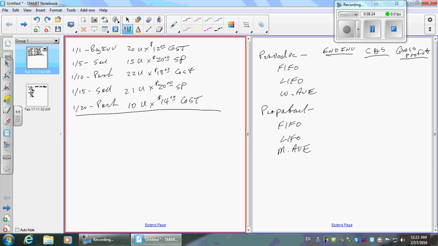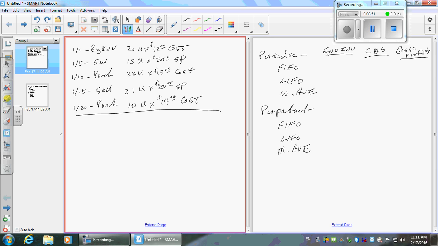FIFO versus LIFO. What's FIFO? What are we talking about? Stands for what? First in, first out. The ones that go out are the ones we sold, right? So the first ones we have, which is the beginning inventory, and then the first purchase, and then the second purchase, the first ones we have are the first ones we sell. So which ones would you still have in ending inventory? The last ones you buy.